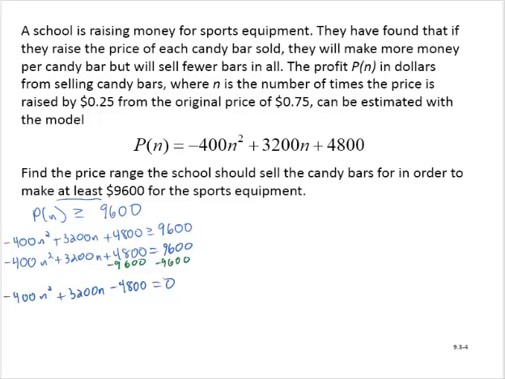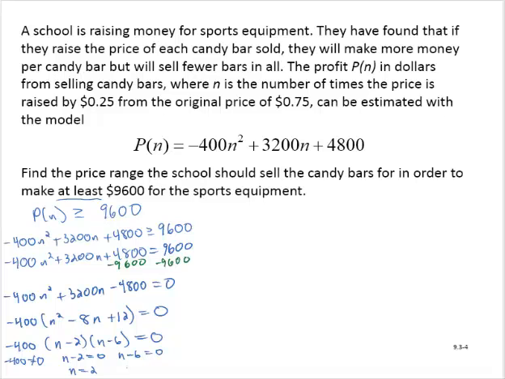Now it looks like we have a common factor of 400. I'm going to factor out a negative 400. So I have negative 400 by n squared minus 8n plus 12 is equal to 0. So I have negative 400 by, and this factors as n minus 2 by n minus 6 is equal to 0. So then negative 400 can't equal 0. n minus 2 equals 0 implies that n equals 2. n minus 6 equals 0 implies that n equals 6. So we have two values that solve the equation.